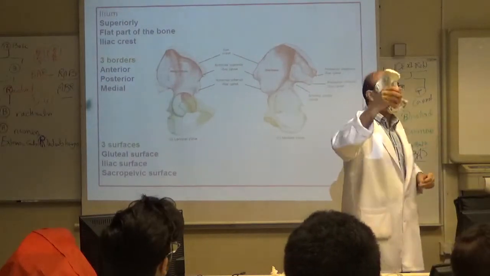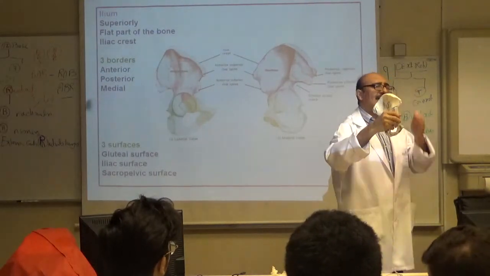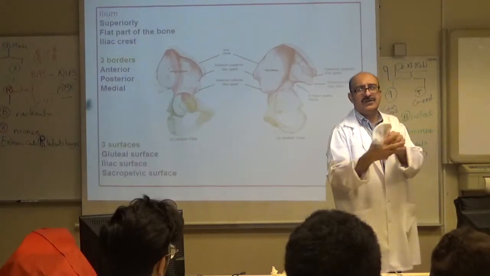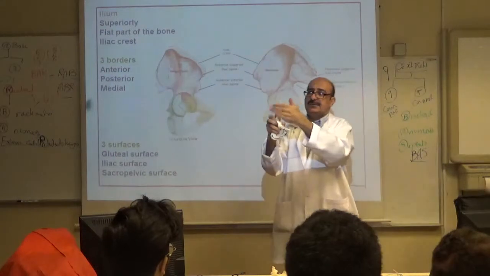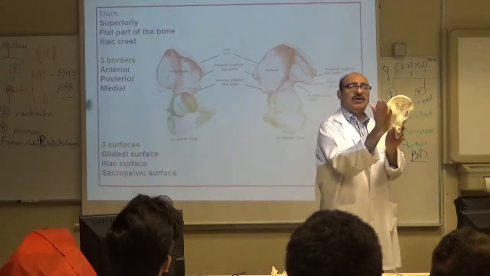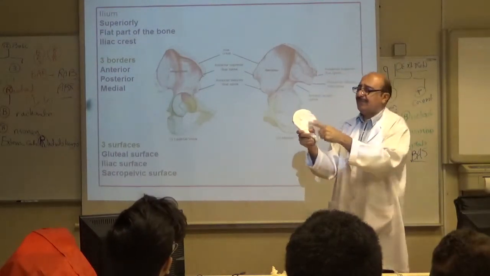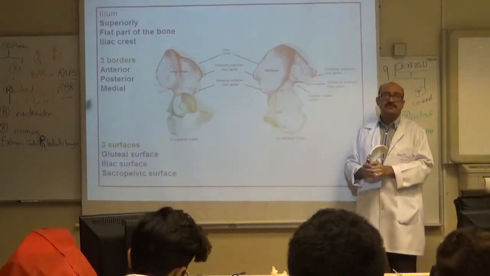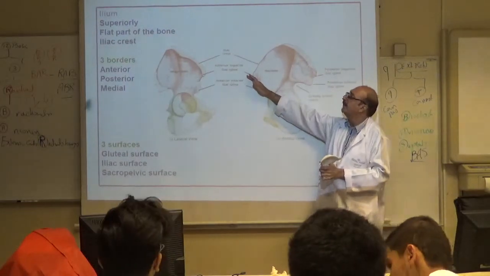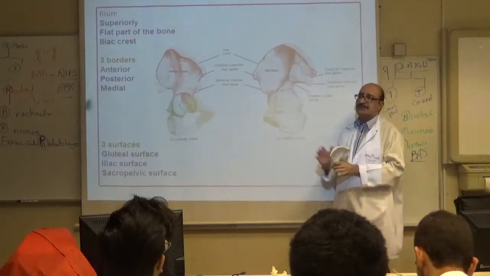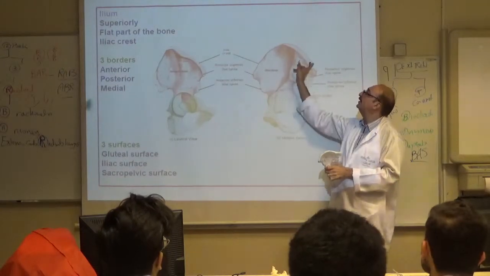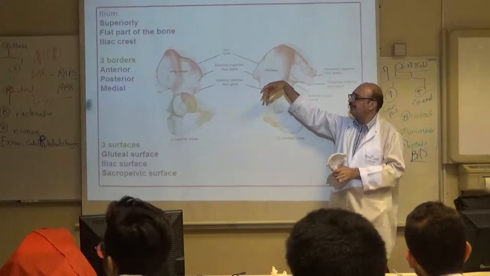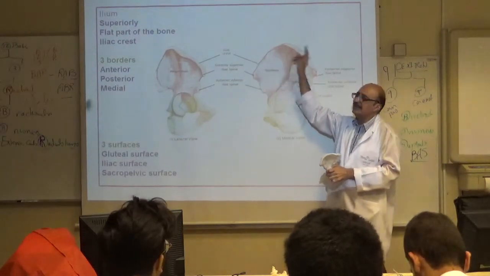When you hold the bone in actual position, you will find anterior border, posterior border. If you hold it like this, you are confused, okay? So, anterior border, posterior border, and this rough margin line, medial border. Again, anterior border, posterior border, medial border. Where is the crest? Here, the crest. Be with me. If you have questions, raise your hand. Here is the iliac crest.